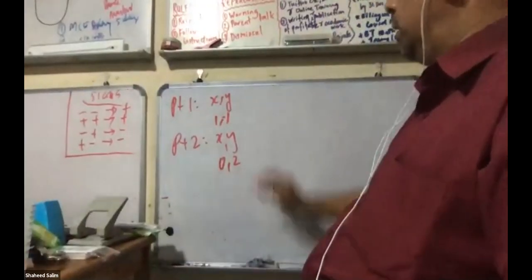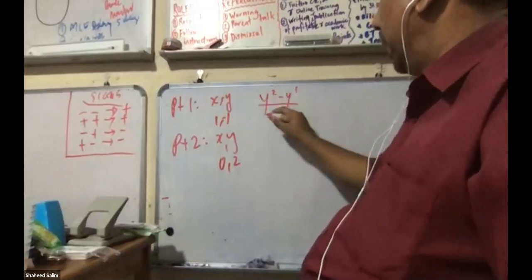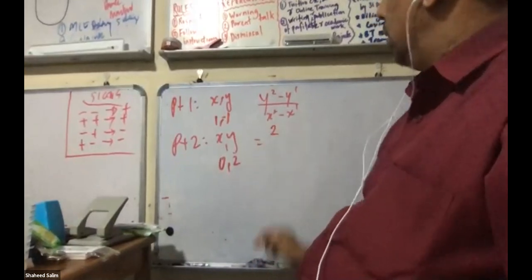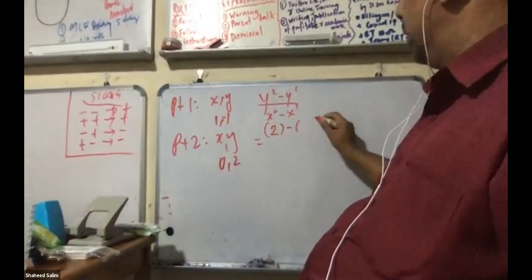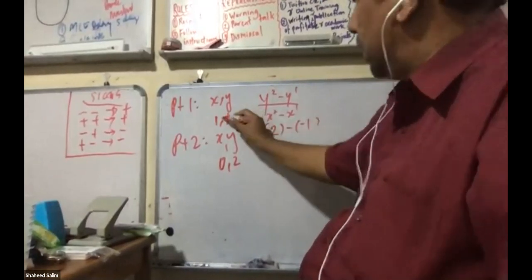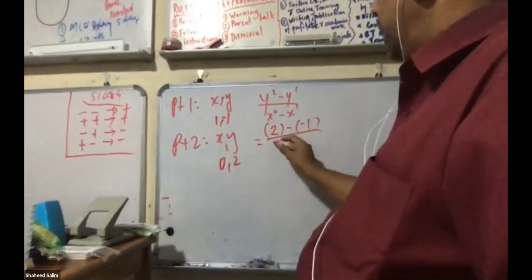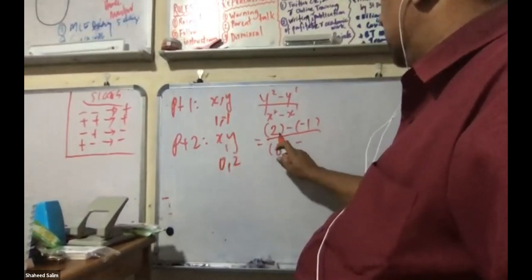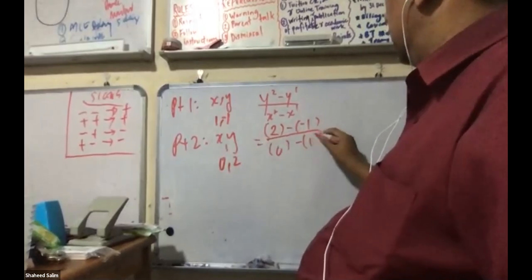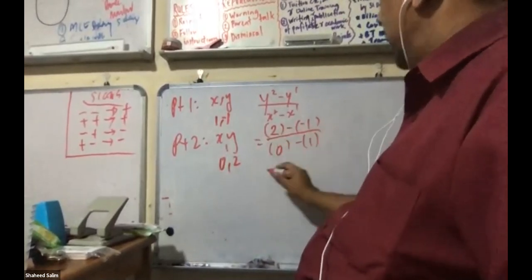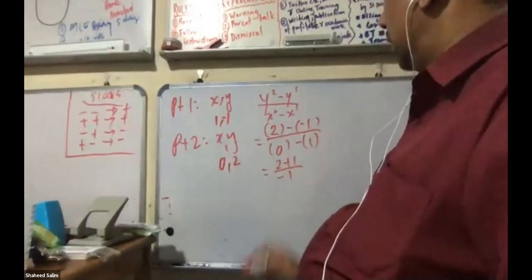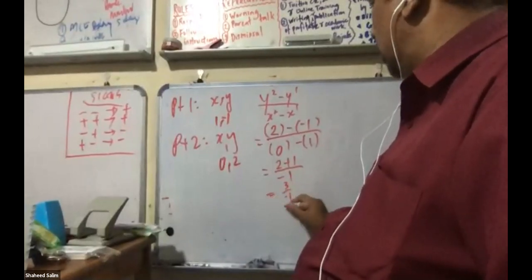So let us use now the formula y2 minus y1 over x2 minus x1. So what is y2? Y2 is 2, so I put a bracket like that, minus y1. Y1 is -1, right? There's a negative here, over x2. X2 is 0, minus x1 is 1. So you have 2 minus minus 1 means 2 plus 1, over 0 minus 1 equals -1. So it becomes 3 over -1 equals, as Inshira stated, -3.